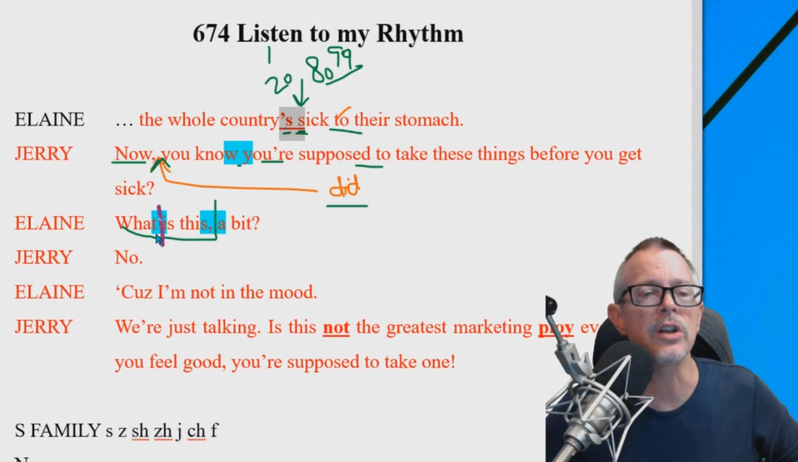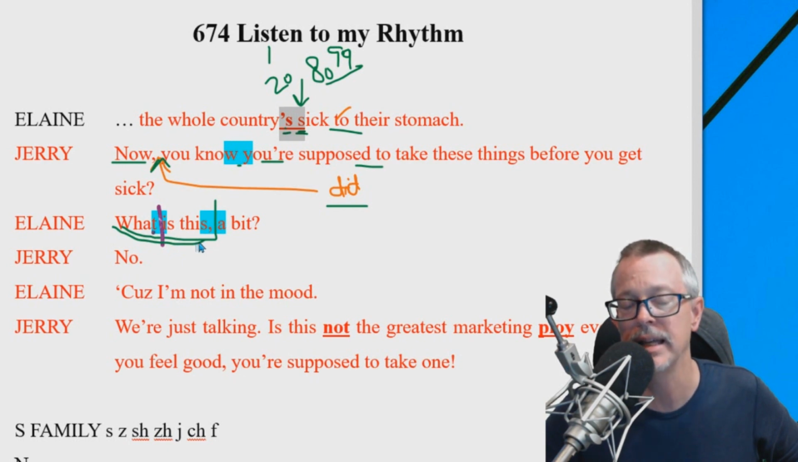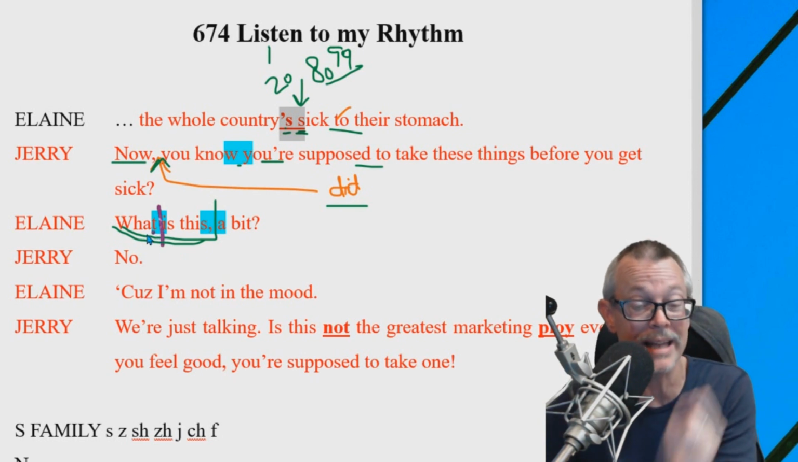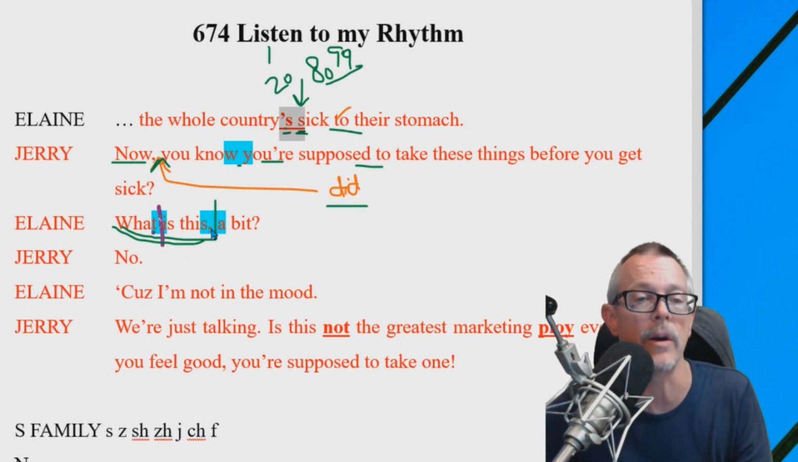In that situation, we're not going to use a flap T. But in this situation, again, Elaine does use a flap T. What is this? What is this? What is this? And because she's using a flap T, she's connecting the what and is together, and the comma goes here.